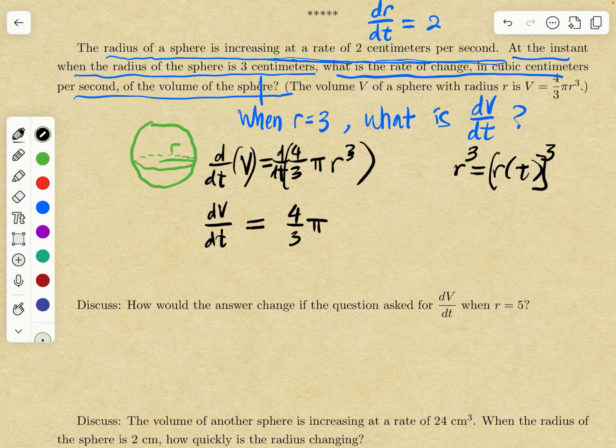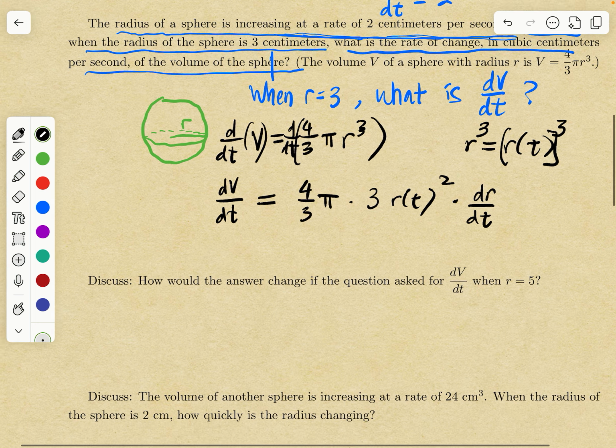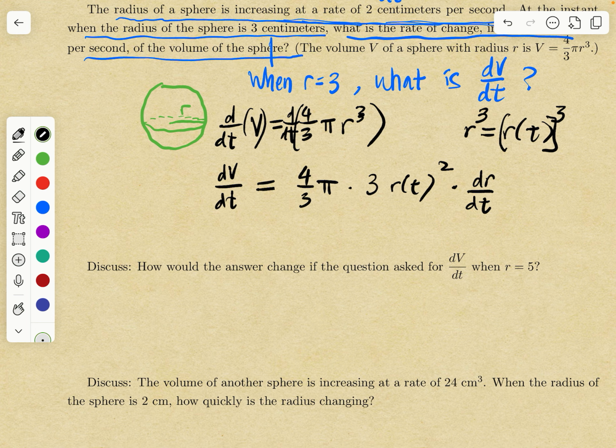So we're going to take the derivative of the outside function. So we're going to get 3 times the inside, r of t squared. And then we have to multiply by the derivative of the inside. Well, the inside was r of t, so the derivative is dr dt. Okay, that's an important step to use the chain rule here. And now we have our equation.